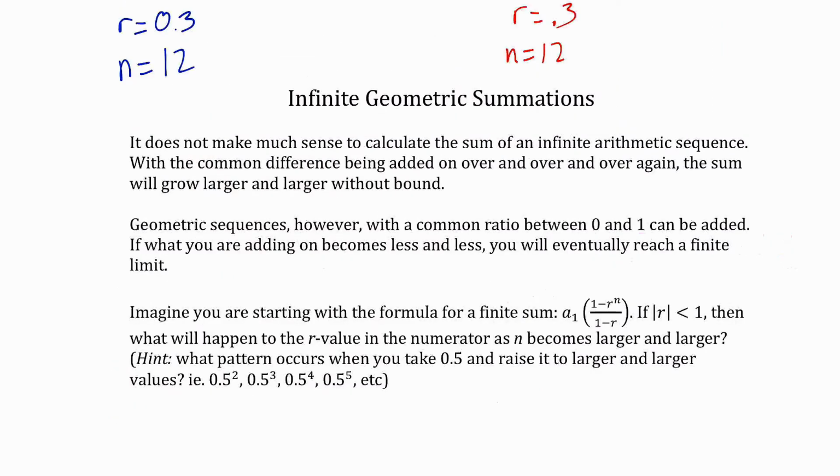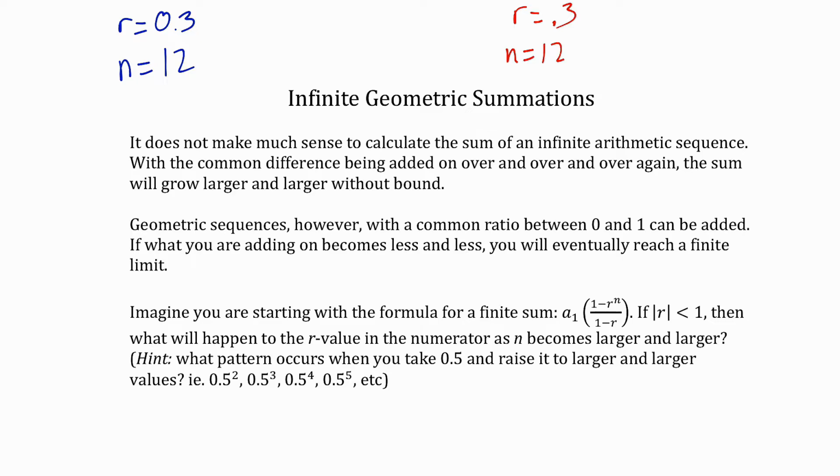Speaking of which, infinite geometric summations. It doesn't really make much sense to calculate the sum of an infinite arithmetic sequence because you're just adding up integers, things that keep on getting bigger and bigger, or smaller and smaller. So it's going to get really, really positive or really, really negative. That's your only option. Geometric sequences, however, we can do this. If you have a common ratio between 0 and 1, we can do an infinite geometric series. If what you're adding becomes smaller and smaller, you'll eventually reach a finite limit.